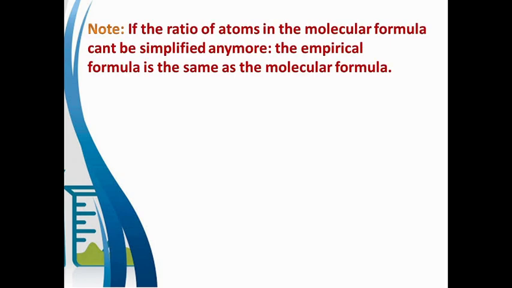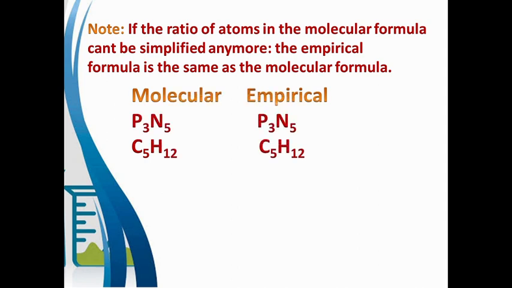Next, you need to know that if the ratio of the atoms in the molecular formula can't be simplified anymore, the empirical formula is the same as the molecular formula. For example, the molecular formula P3N5 cannot be simplified anymore. So in this case, the empirical formula is the same as the molecular formula. We don't need to reduce it.